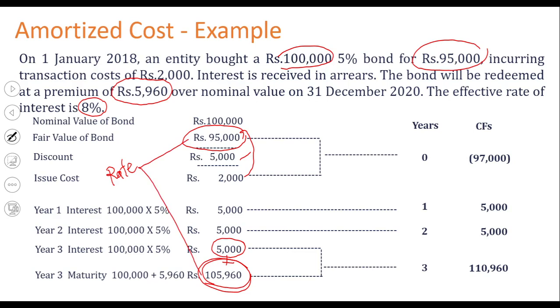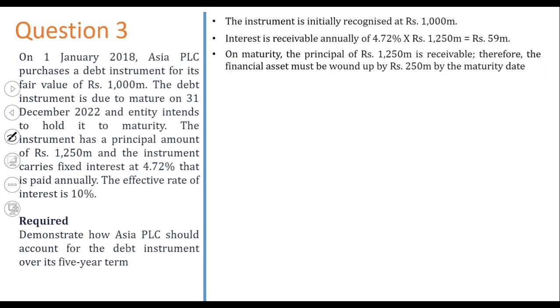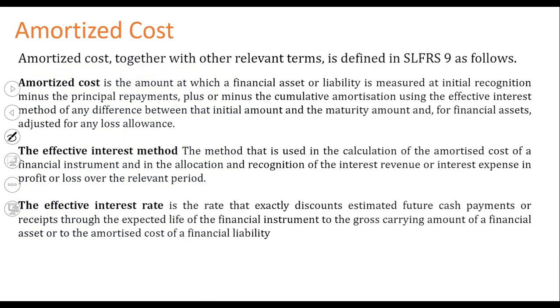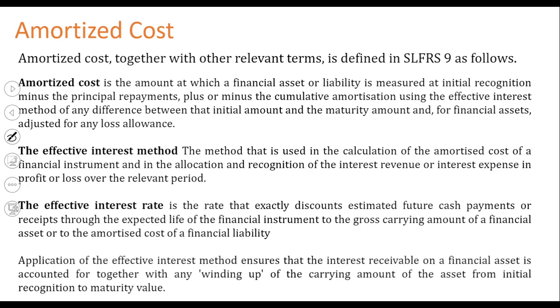That gap, right? We should use the effective interest rate method to calculate and reflect that in our financial statements. That's basically what the effective interest rate, or the IRR, does. So you can see there is a definition for the effective interest rate. Effective interest rate means the method that is used to calculate the amortized cost of a financial instrument and in allocation and recognition of the interest revenue or interest expense in P&L. So that is the method that we are using.